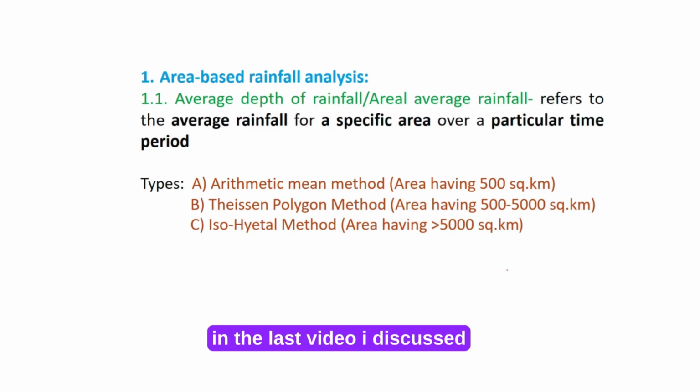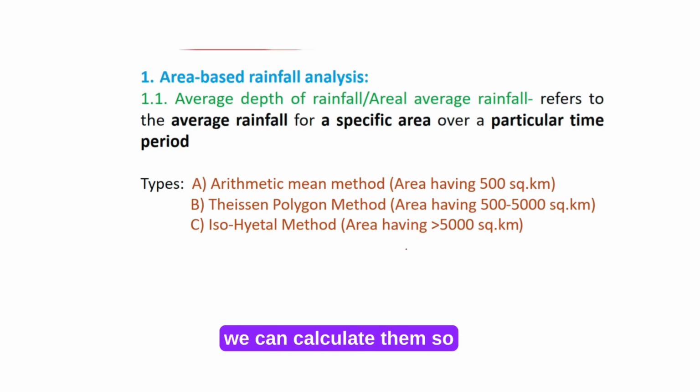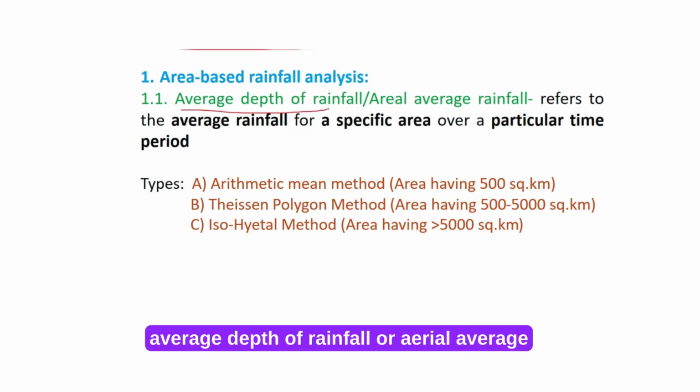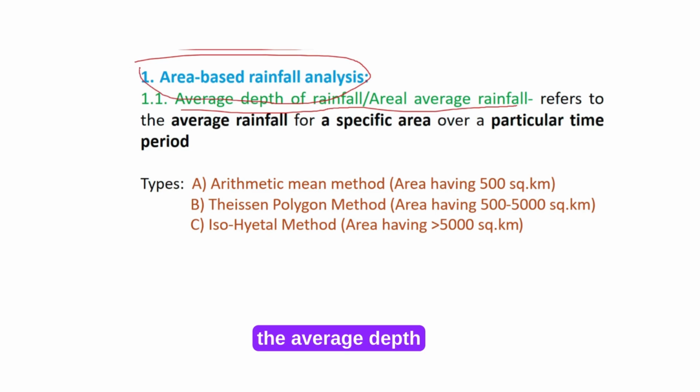In the last video, I discussed the types of rainfall analysis and mentioned that from the next video I will discuss each subtype of rainfall analysis and explain how we can calculate them. So now I will discuss average depth of rainfall, or areal average rainfall, which is a subtype of area analysis.